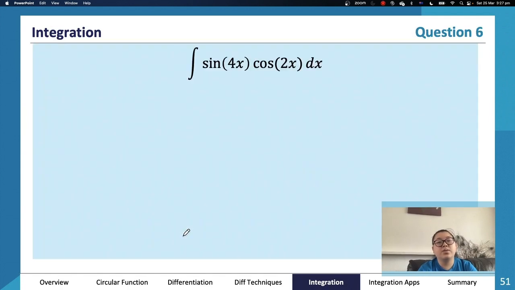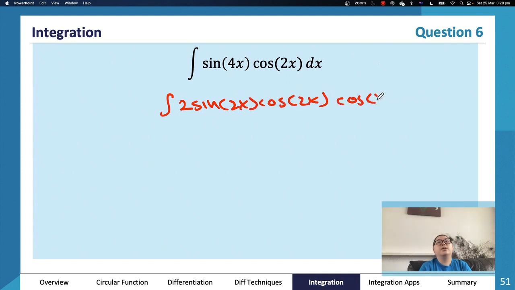Alright, let's go through this question. First of all, we need this to be the same base, so what we're going to change this into is 2 sine 2x cos 2x cos 2x dx. And then what we're going to get is sine 2x cos squared 2x dx.